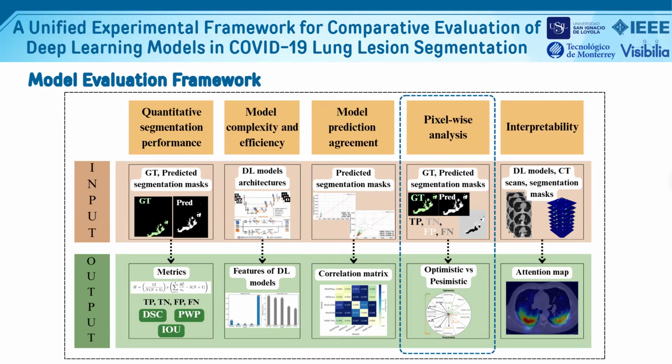In addition, segmentation outputs are analyzed at pixel level by categorizing model behavior as optimistic or pessimistic, where the optimistic scenario corresponds to cases in which the model produces a high number of false positive values, whereas the pessimistic scenario reflects a high number of false negative values. Finally, we apply attention map analysis to provide interpretability of model behavior.